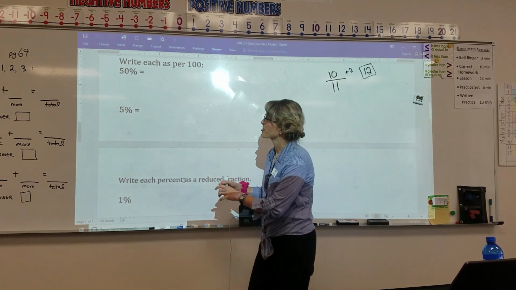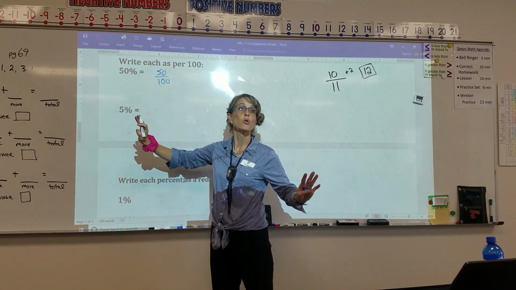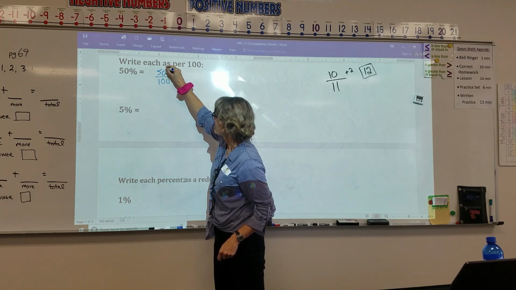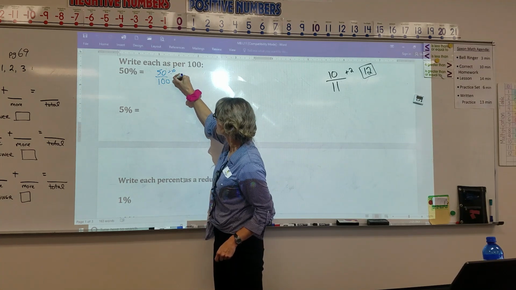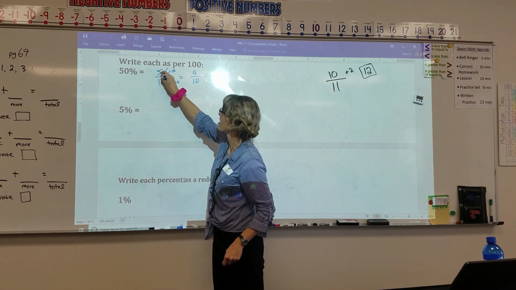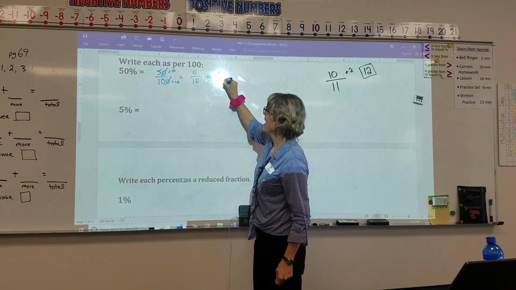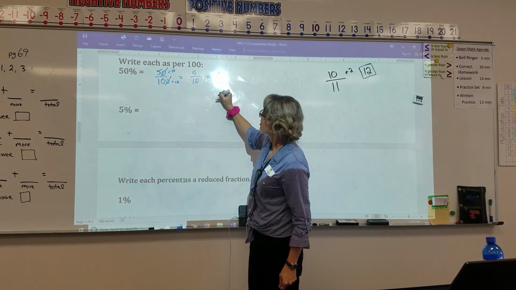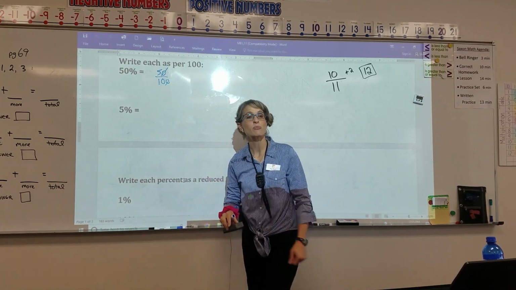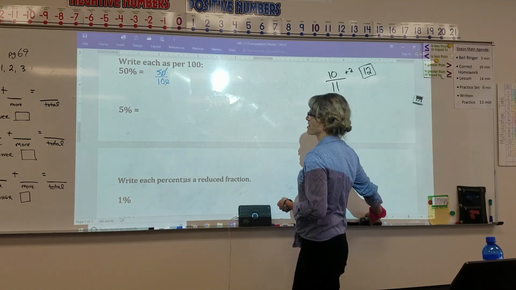So if I took 50%, I could write it 50 per 100, and then the percent sign goes away. And then I could reduce that. 50, I could factor out a 10, divide out a 10, that'd give me 5 over 10, right? The shortcut is to go zing, zing. Oh, I can reduce that again. That'd be 1/2, right? But that wasn't the question. The question said write it as per 100. I just wanted to kind of go forward and reduce it.